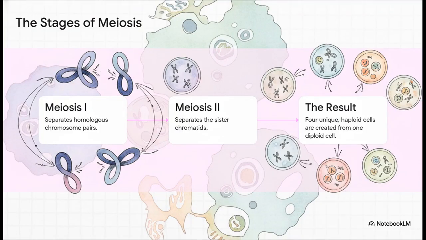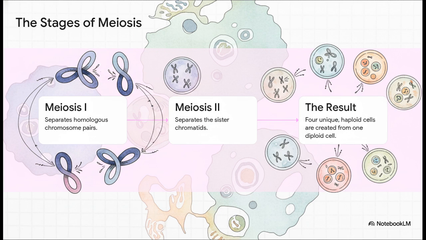And meiosis happens in two main stages. In meiosis I, the cell pulls its paired chromosomes apart. Then, in meiosis II, it splits those individual chromosomes. So, from that one starting cell, you end up with 4 haploid cells. And here's the cool part. Each one has a unique mix of genes.